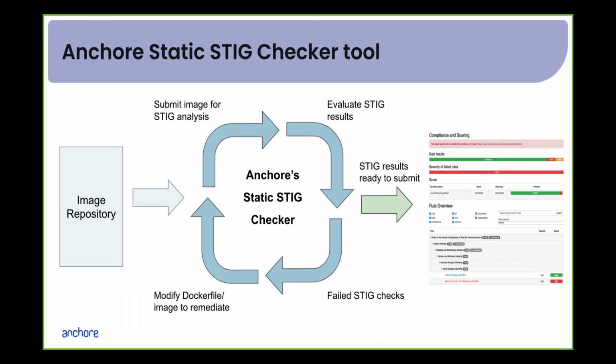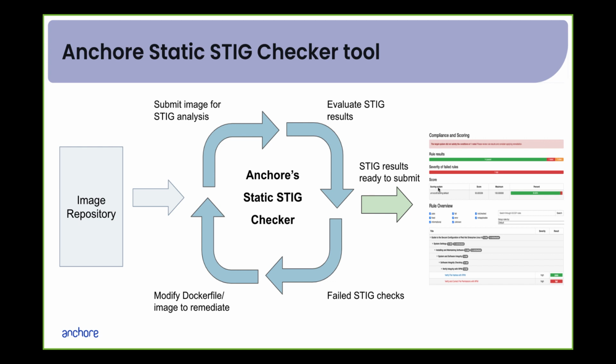All right, so in this demo video, we're going to go over Anchore's static STIG checker tool. And what we're going to showcase is how you can take an image that lives in any image repository, pass that over to Anchore's static STIG checker tool. It'll evaluate a STIG based on a STIG profile that can be either manually passed or Anchore will automatically detect the base operating system distribution and apply the best match for that STIG based on the distribution.